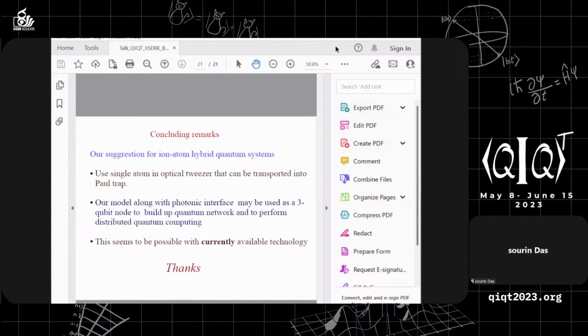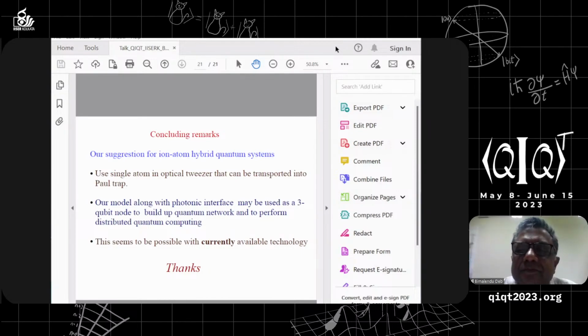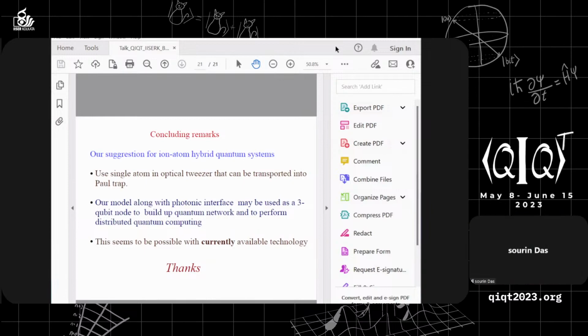Any other questions? Somebody's mic is on. Can you please switch off your mic, please? Yeah. Any other question? Okay, I don't see any more raised hands. Okay, Professor Deb, thanks again for your nice talk. Thank you very much. We move on to the next talk now.